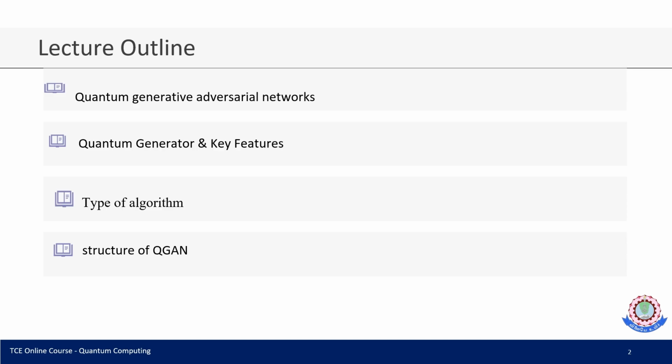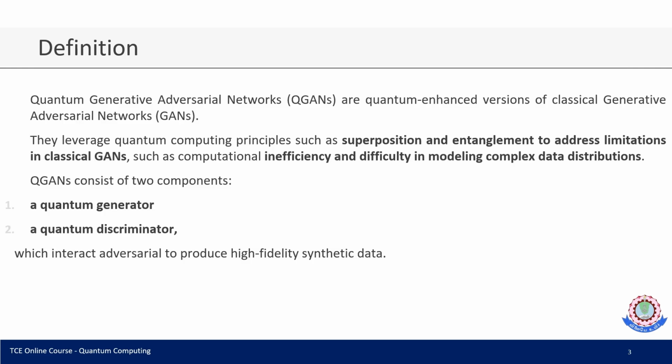In this session, we are going to discuss quantum generative adversarial networks. The session outline is: quantum generative adversarial networks, the quantum generator and key features, the different kinds of approaches, and the structure of QGANs.